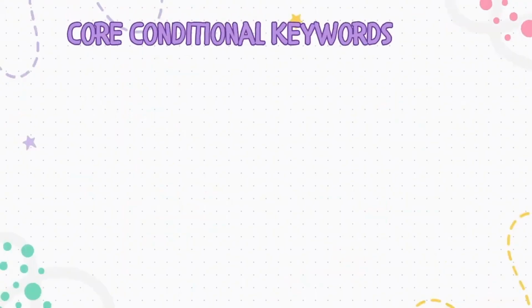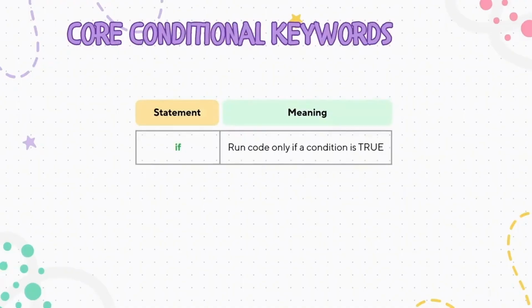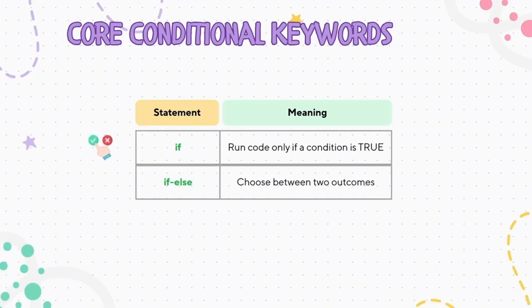So R gives us a few simple keywords to handle decisions. And among them, the if statement is the most basic. It runs code only when a condition is true. That is, if a condition is true, it will run some code. Next up, we have the if-else statement, which adds a second option for when a condition is false. So it helps us choose between two outcomes. That is, if a condition is true or if a condition is false.